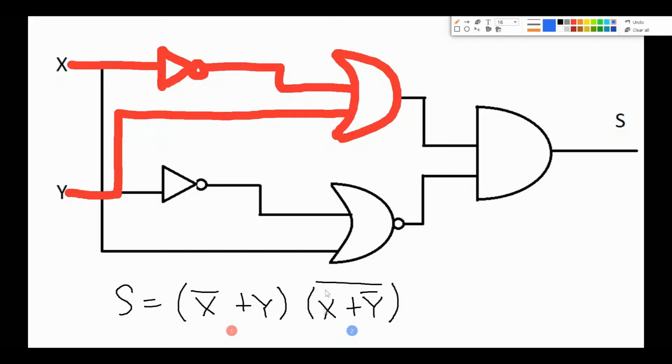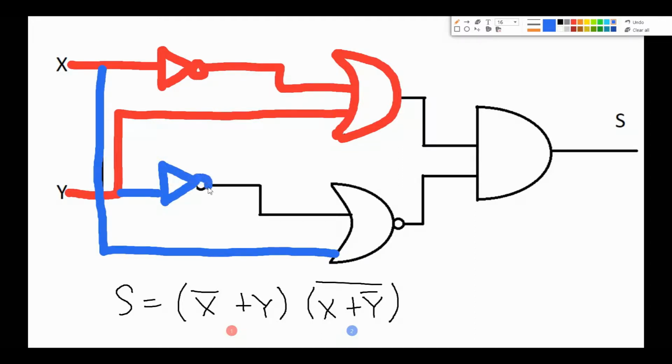For the second equation, we will need our X input, and since it's a plus sign with the bar all over the quantity, it would be a NOR gate. We connect again our Y to an inverter and connect it to a NOR gate.